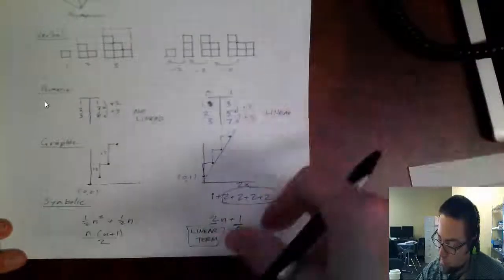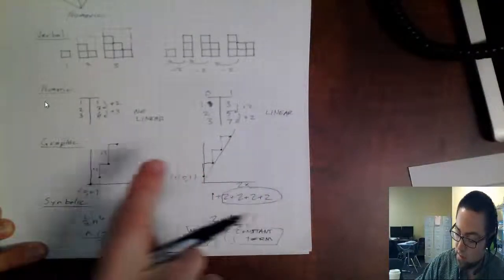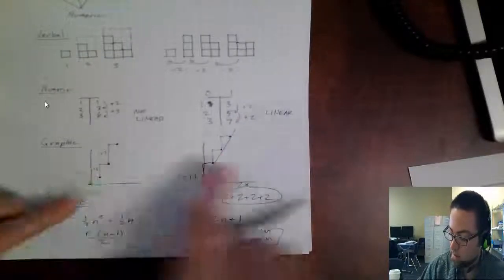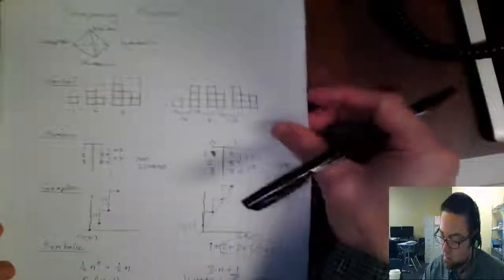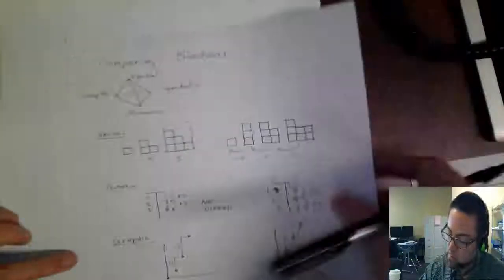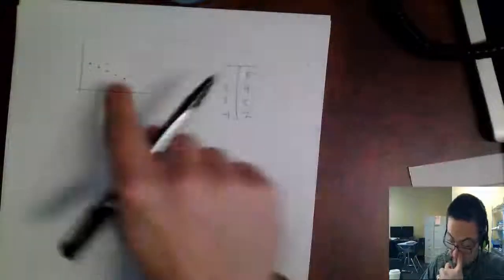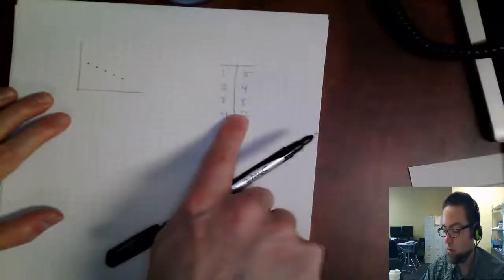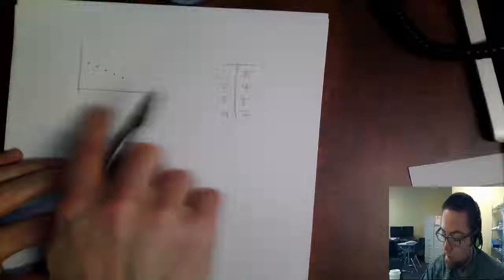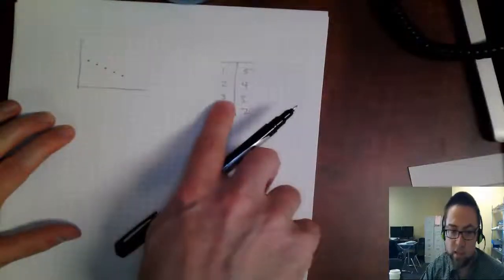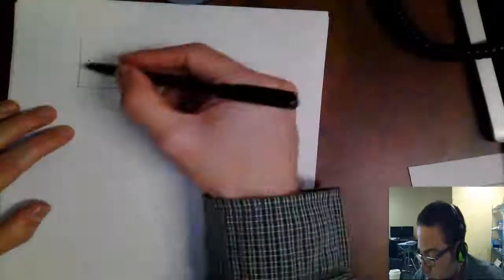So now, comparing functions, if a function is the same, the graph should be the same, or the symbolic should be the same, or the numeric should be the same, or the verbal description should be the same. So we want to compare apples to apples, so let's take a look at this. So is the function that represents this graph the same as the function that represents this table? So to do that, I would have to either make a table of values for this and see if it matches up, or I can make a graph of this and see if it matches up. But let's do both.